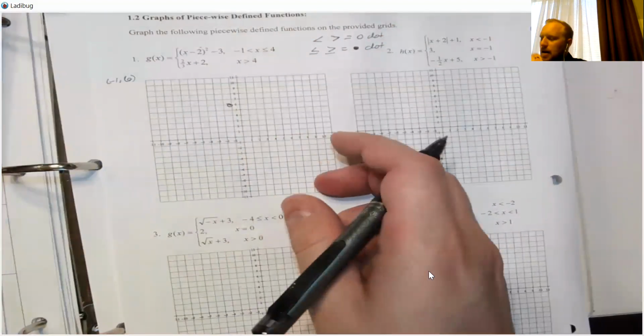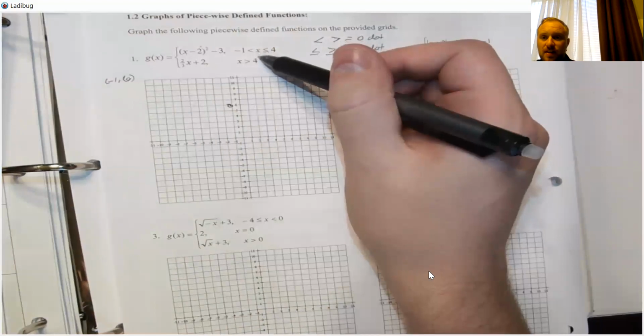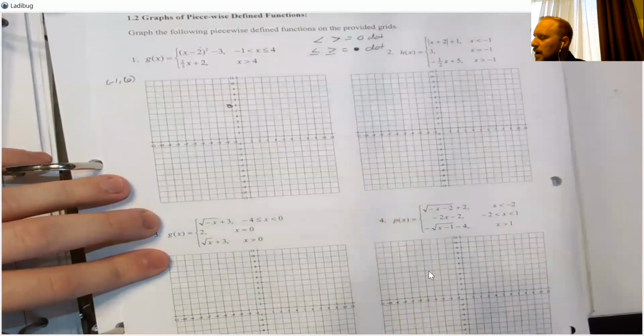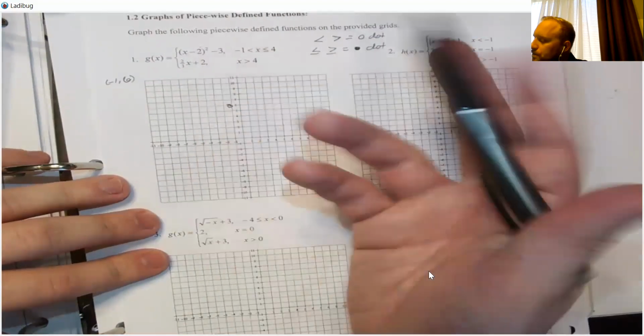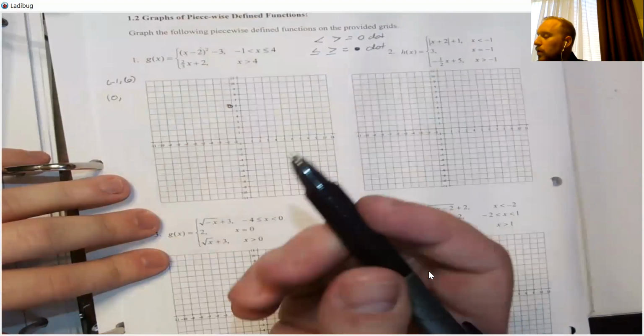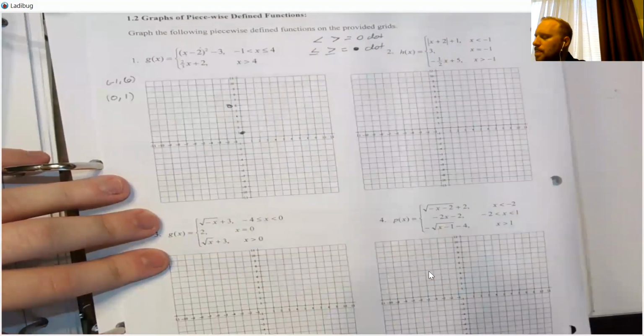Then we're going to plot the next value. Like we could plot 0. So you're going to pick random values that are in the interval of here. So if you were to pick 0 and put in here, 0 minus 2 is -2. -2 squared is 4. 4 minus 3 is 1. So you'd plot (0, 1). Okay.